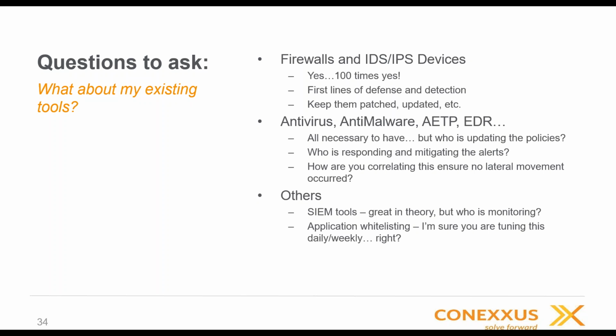What about antivirus, anti-malware? Pick a 3 or 4 letter acronym, depending on the day. So all of these are necessary to have. But you can't just deploy it and then let it sit there. Who's updating the policies? Who's responding and mitigating to the alerts that come out of these systems? How are you correlating this data to ensure that, okay, I got an alert on desktop A, but how do you know that desktop B didn't get infected as well and it's just sitting there dormant, or C or D? How do you know that didn't incur lateral movement, and while you're repairing desktop A, that there's other stuff going on in your network at the same time?